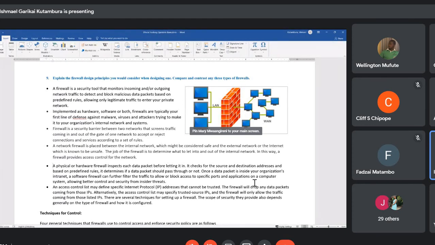But you realize in most texts, they normally give a diagram that looks like this. But ideally, a firewall stands as a security layer or security tool, which monitors the incoming as well as the outgoing traffic. The idea is to detect and block malicious data packets, based on certain rules that are predefined. Then you will be allowing legitimate traffic to enter your network. So from the diagram, we've got the LAN side, which is the network that is private to us, the internal one.